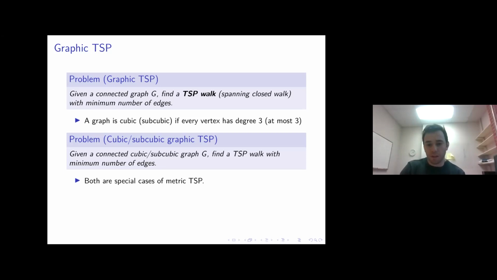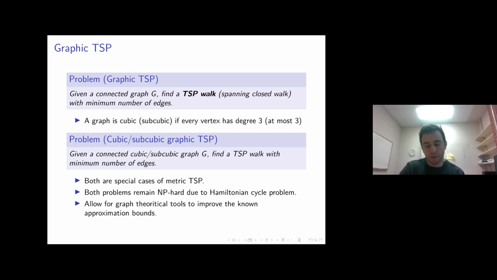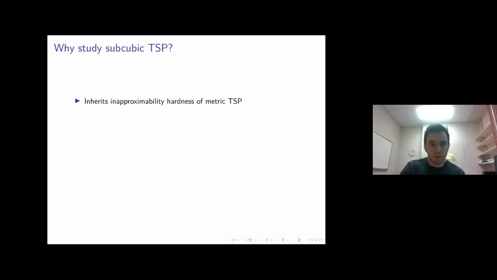Both of these are special cases of metric TSP, and they both remain NP-hard because finding a Hamiltonian cycle on a cubic graph is still NP-complete. But assuming you're playing on a graph allows you to bring in graph theoretical tools to try and build new algorithms. So why do you care about subcubic TSP? That seems like a very special case.